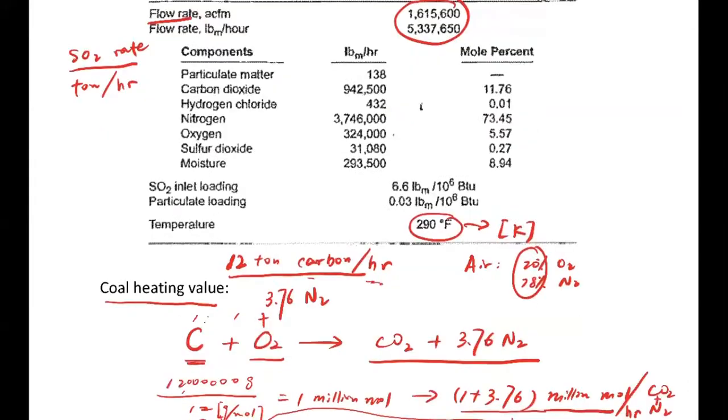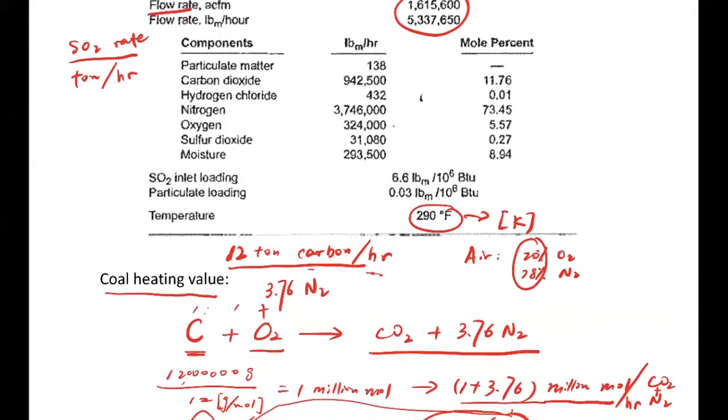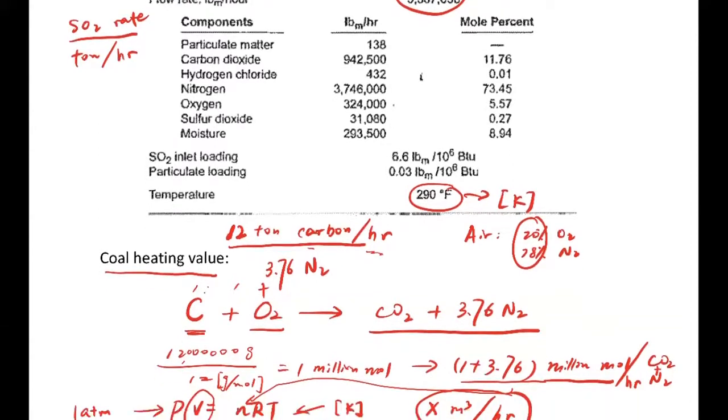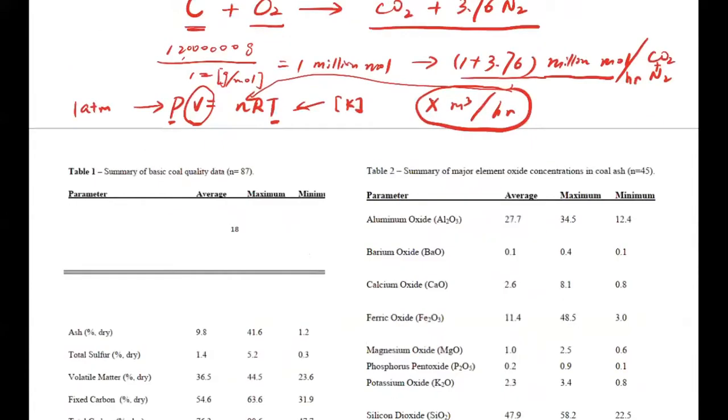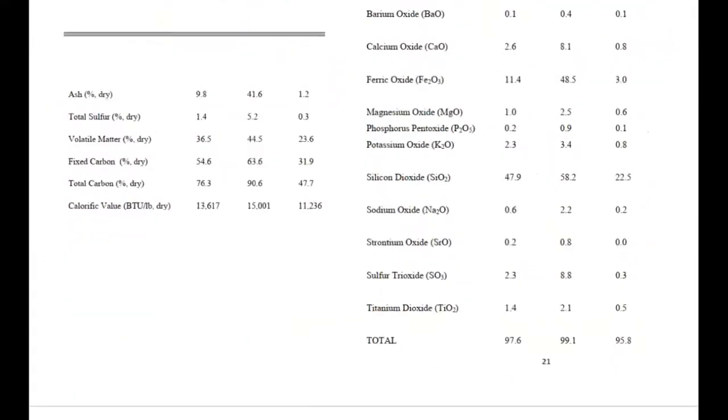Of course, things will get a little bit complicated. One thing is that coal is not pure carbon, right? We need to assume a certain chemical composition. So that is one thing. Let me just write it out. So coal is not pure carbon.